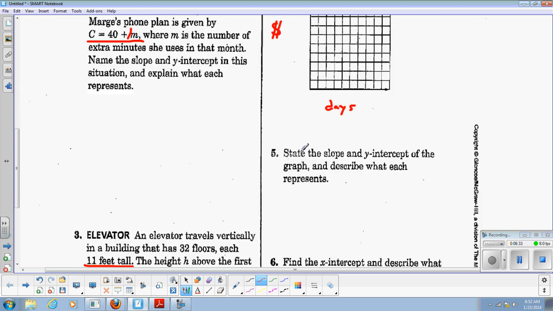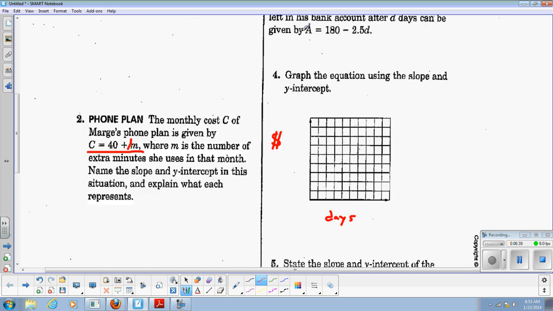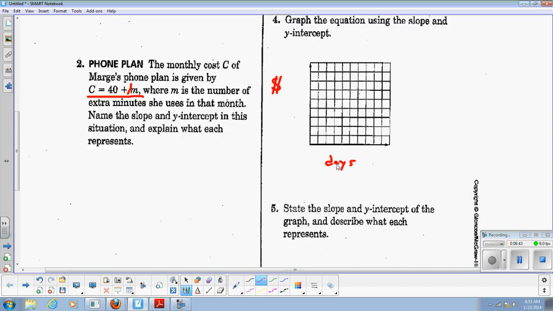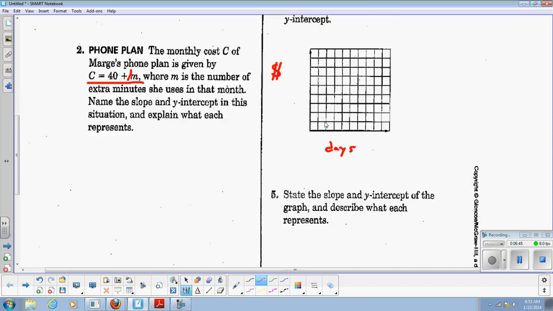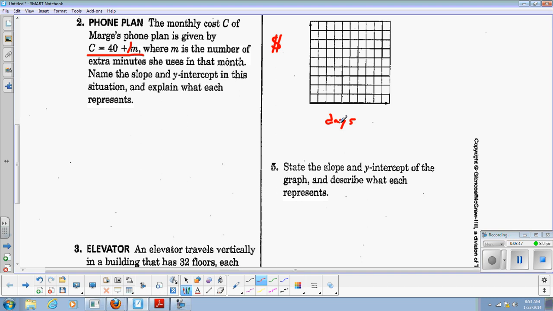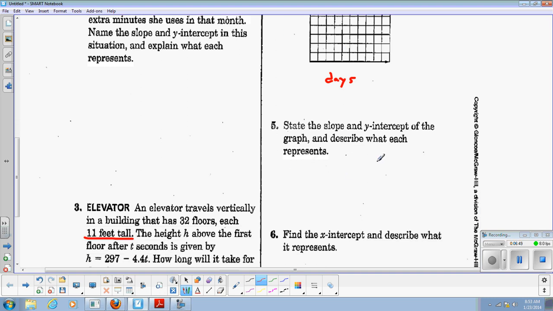5. State the slope and y-intercept of the graph and describe what each represents. So what you have to do is go back up here to your equation and to your graph, and we've talked a little bit about it, giving you some hints as to which one is your y-intercept, which one is your slope, and describe what each one is telling you.